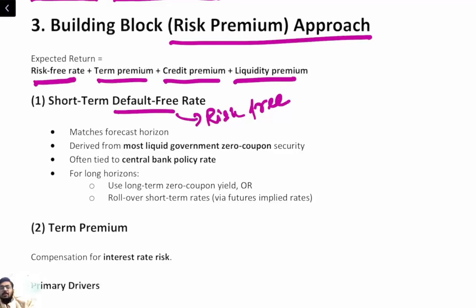Government of a stable country. And why am I saying it for a short term? Because in the long run anyone can default. Clear? But the interest rate on a short-term government security, where the risk of non-payment is basically zero, like in India, the treasury bills, T-bills, risk free. In the US, treasury bills issued by the US government. So these are considered to be the safest.